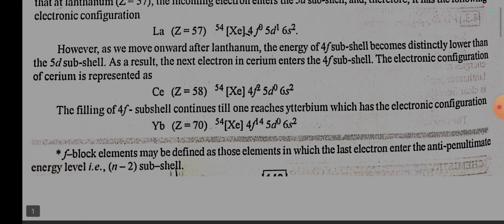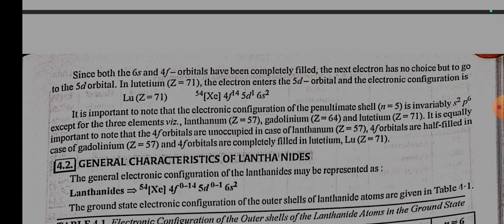The filling of the 4f subshell continues till one reaches ytterbium, which has the electronic configuration Yb, Z equals 70, [Xe] 4f14, 5d0, 6s2. F block elements may be defined as those elements in which the last electron enters the antepenultimate energy level, that is the n-2 subshell. Since both the 6s and 4f orbitals have been completely filled, the next electron has no choice but to go to the 5d orbital. In lutetium, Z equals 71, the electron enters the 5d orbital and the electronic configuration is Lu, Z equals 71, [Xe] 4f14, 5d1, 6s2.